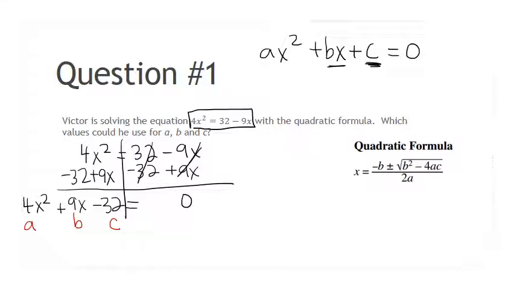So my a is going to equal 4, my b is going to equal 9, and my c is going to equal negative 32. Remember to keep those signs with the values that you take out. Since the 4 was positive, I kept it a positive 4. The 9 was positive, positive 9. The 32 was negative, so I kept the negative 32. And that's it for question number 1. You just need to put it in standard form, find your a, b, and c, and answer your question.